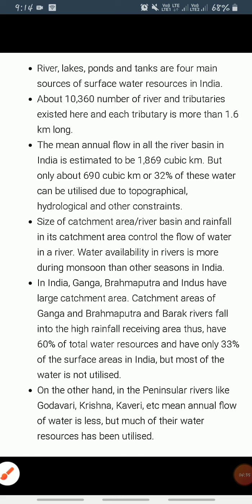Clear? Some of the rivers in the country like the Ganga, the Brahmaputra and the Indus have huge catchment areas, and precipitation is relatively high in the catchment areas of the Ganga, the Brahmaputra and the Barak rivers also. So these rivers, although they account for only about 1/3 of the total area in the country, have 60% of the total surface water resources. Much of the annual water flow in South Indian rivers like the Godavari, the Krishna and the Kaveri has been harnessed, but it is yet to be done in the Brahmaputra and the Ganga basin. Now you can see these things in the map also.